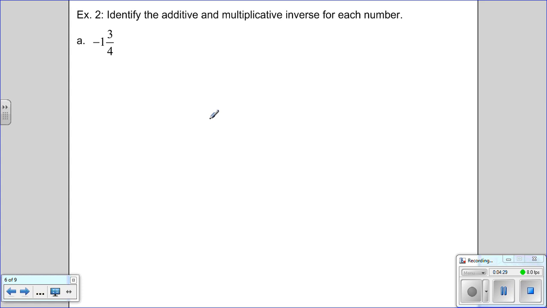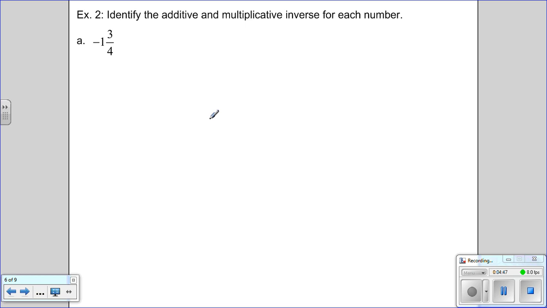All right, now example 2. We need to identify the additive and multiplicative inverse for each number. This is a little tricky. Okay, so the inverse is, remember, the additive inverse is the opposite, and the multiplicative inverse you can think of as the reciprocal. Opposite and reciprocal. So we need to do 2 things here.